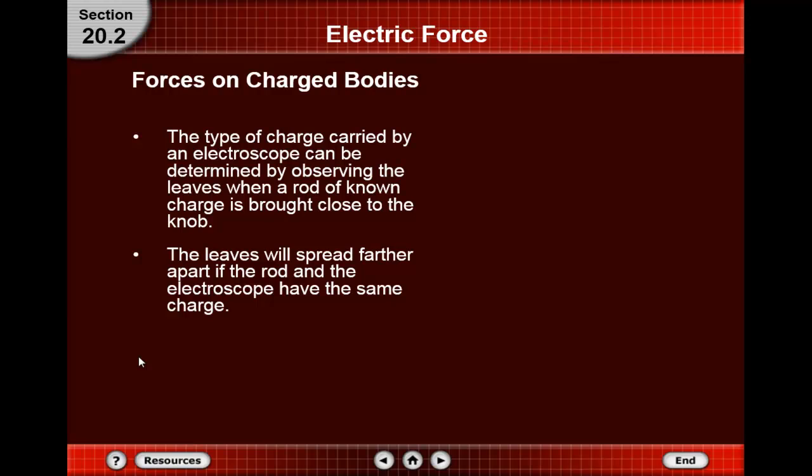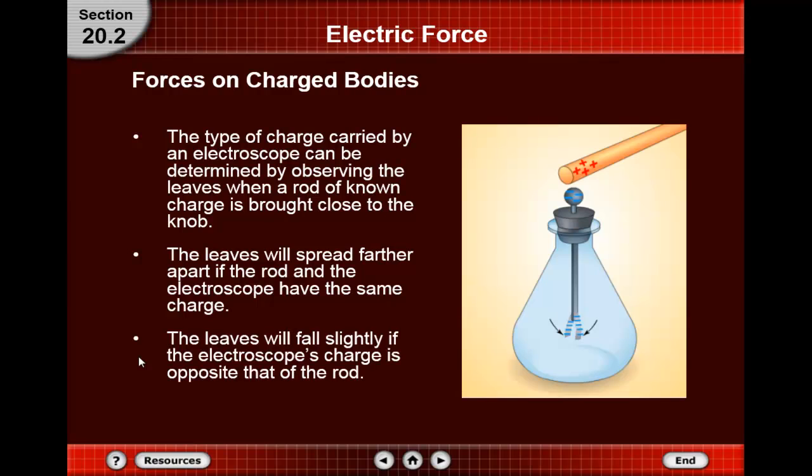The type of charge carried by an electroscope can be determined by observing the leaves when a rod of known charge is brought close to the knob. The leaves will spread further apart if the rod and the electroscope have the same charge. The leaves will fall slightly if the electroscope charge is opposite that of the rod.